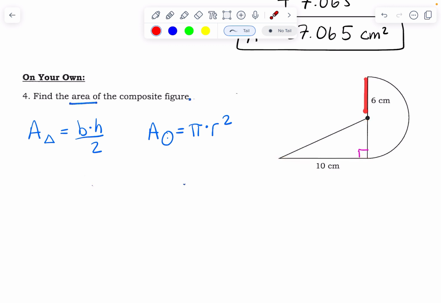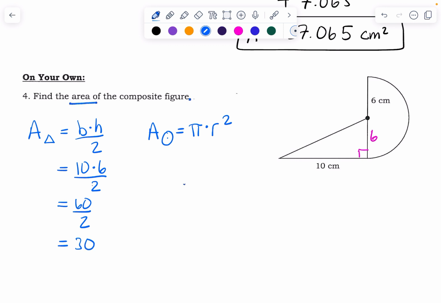But since this is half of a circle, and I know that this is 6, this is a radius, I know this piece would be 6 as well. So the height of the triangle would be 6. So I have 10 times 6 divided by 2. I would have 60 divided by 2, and half of 60 would be 30. Now for the circle, I would have 3.14 times 6 squared.